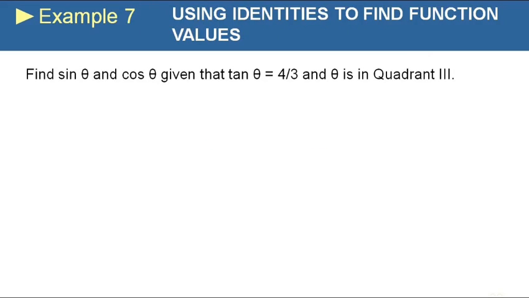I want to do one more that's similar. This one says find sine of theta and cosine theta, given that tangent of theta is 4/3 and theta is in quadrant 3. So the first thing I'm going to do is draw a sketch of theta in quadrant 3, and here's my little line going to the horizontal axis. So I think of the definition of tangent as vertical over horizontal, and I label my 2 sides, the vertical and the horizontal, with 4 and 3.